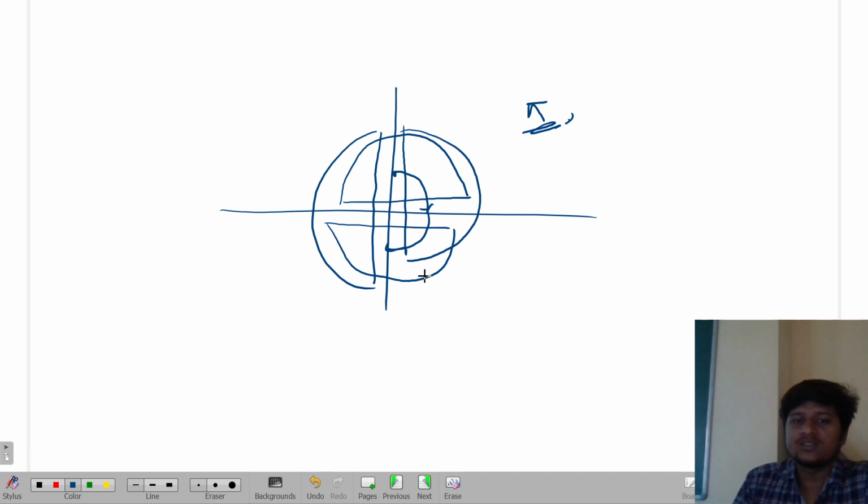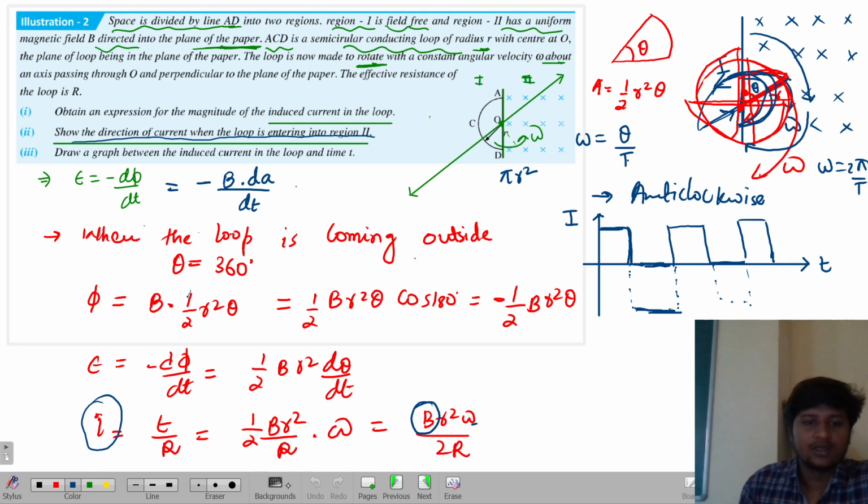From pi, what is going to happen? Flux is going to get decreased, right or not? Yes or no? Actually, it will be shown in Lenz law. According to Lenz law, they are drawing this. Okay. So first we'll complete the Lenz law and we'll draw this diagram.